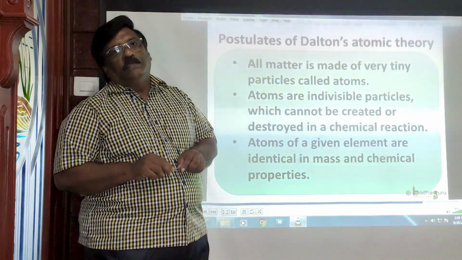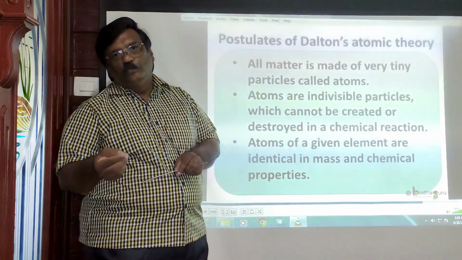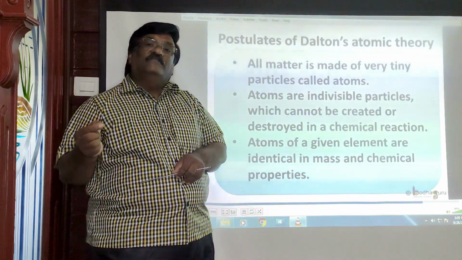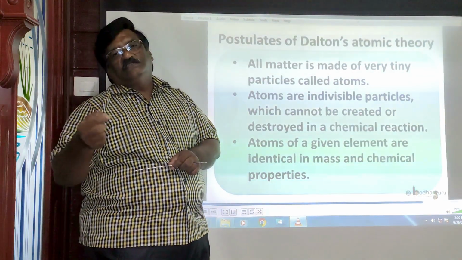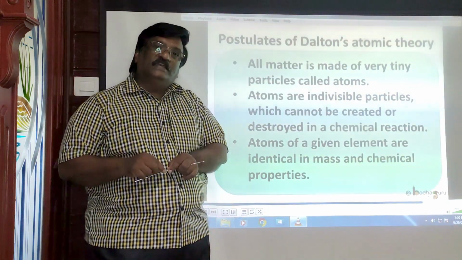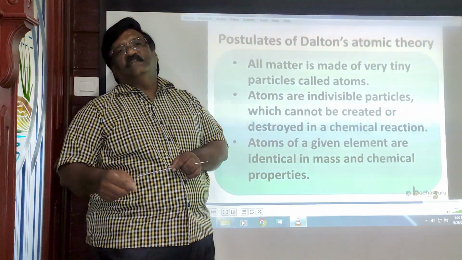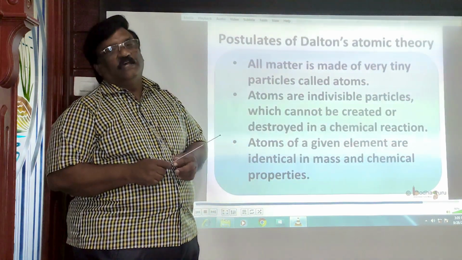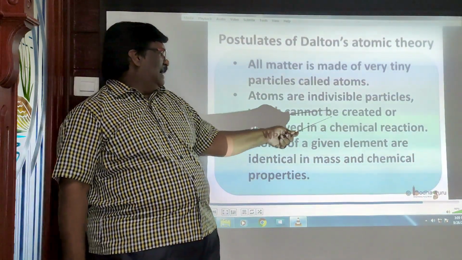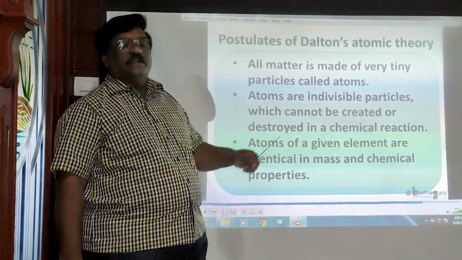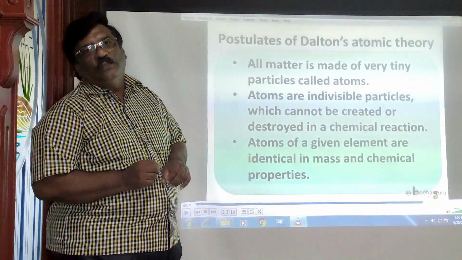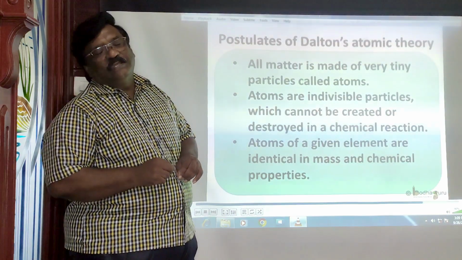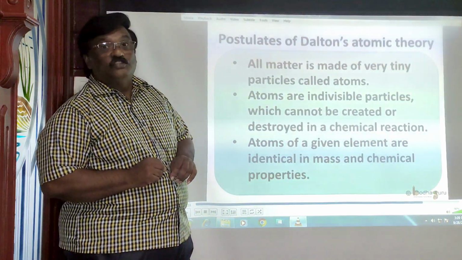That is what John Dalton says. An example we can give is: take a piece of chalk and keep on breaking it into smaller pieces. Finally we will arrive at a smallest particle that cannot be further divided. That is called an atom, according to John Dalton, which can be neither created nor destroyed in a chemical reaction. This is the smallest particle that takes part in a chemical reaction, which cannot be destroyed.